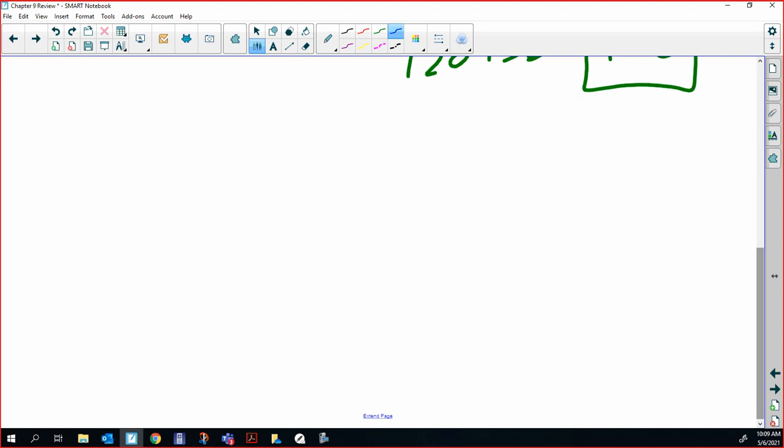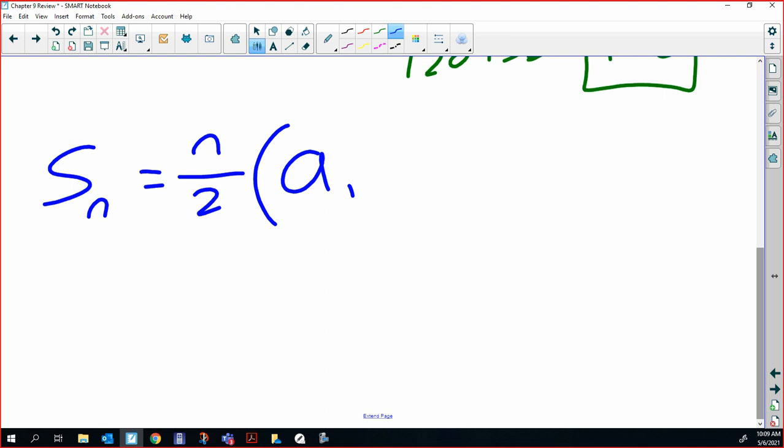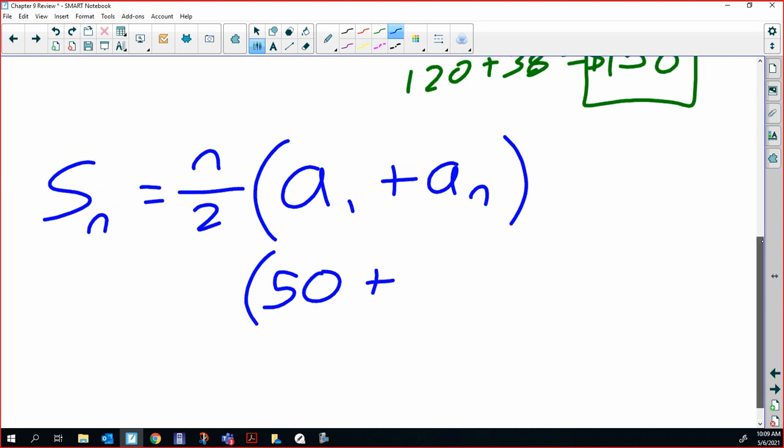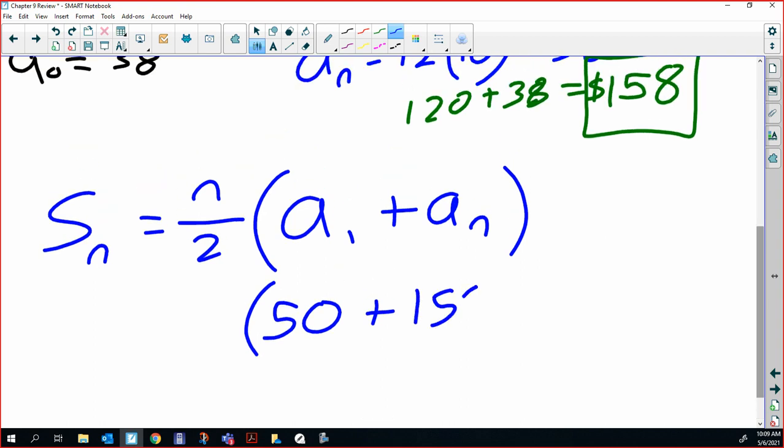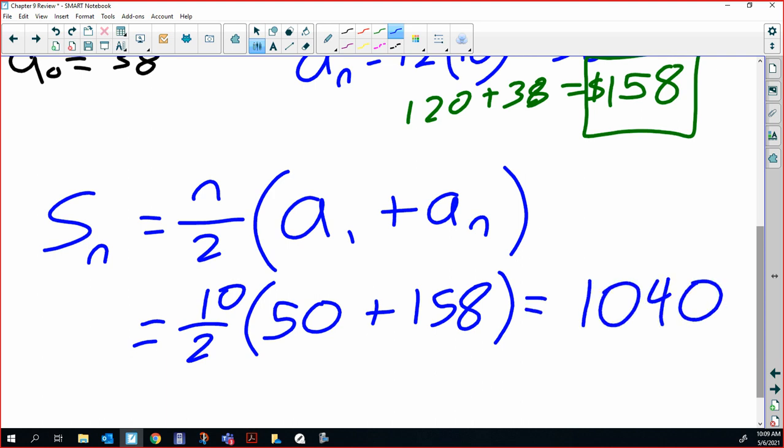All right, so to find the sum, the formula is n/2 times the first term plus the last term. The first term, you made 50. The last term is 158. There were 10 sales altogether, so 10 divided by 2. So it's 5 times 208, which is $1,040.